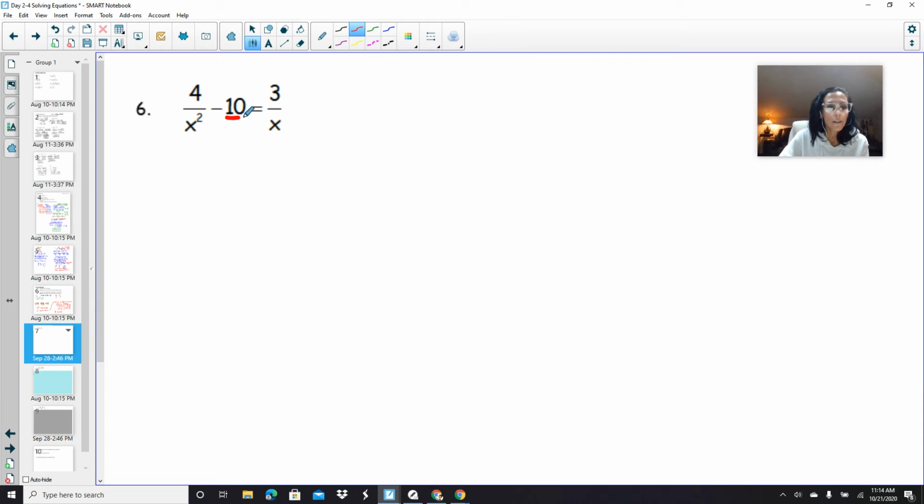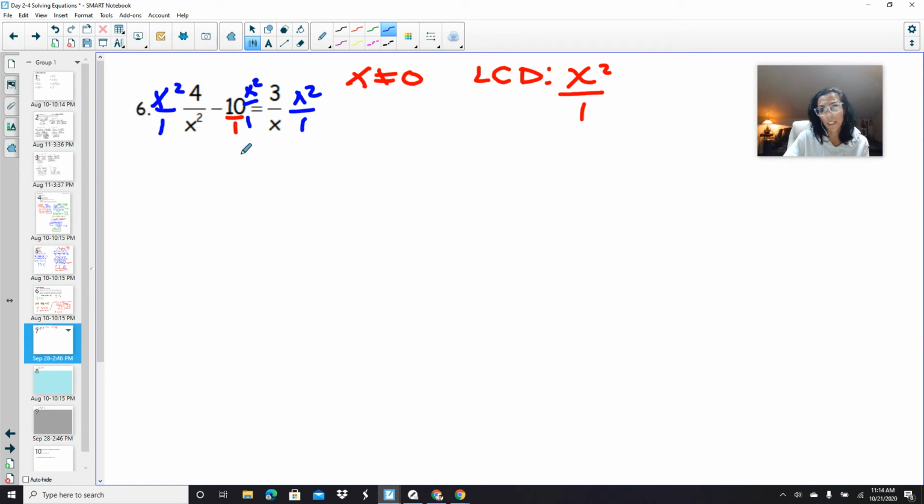So let's put everything in fraction form, put that over 1. Look at our LCD and our domain restrictions. My domain restriction is that x cannot be 0. And my LCD is going to be the least common denominator, it can be x squared. So I'm going to multiply everything by x squared over 1. See why I try to rewrite it? Because if I try to write it all in here, it looks really sloppy, okay?